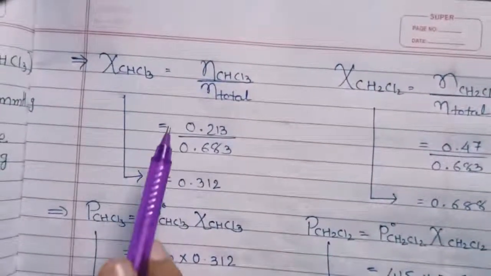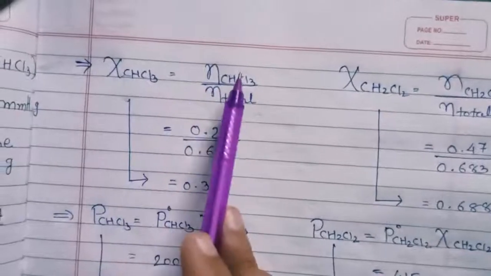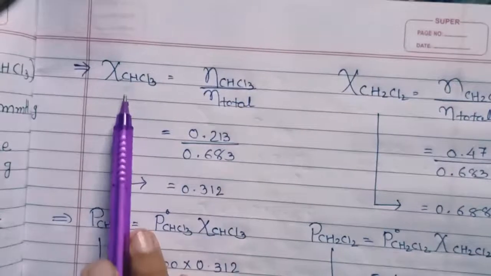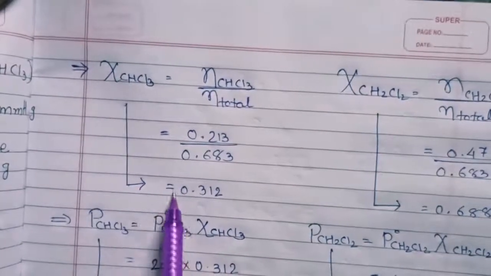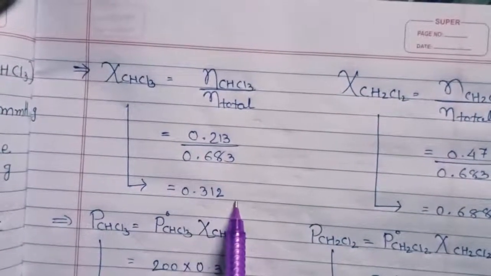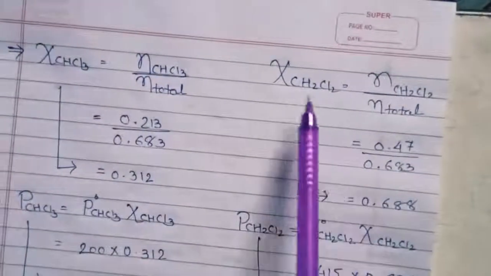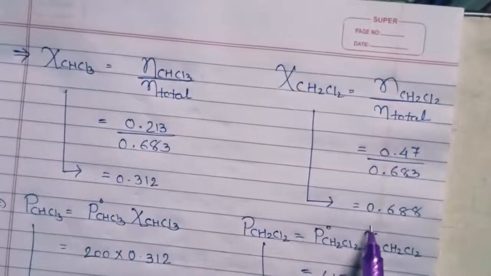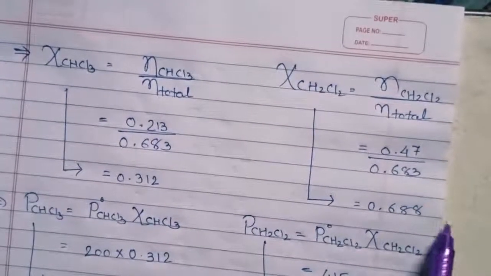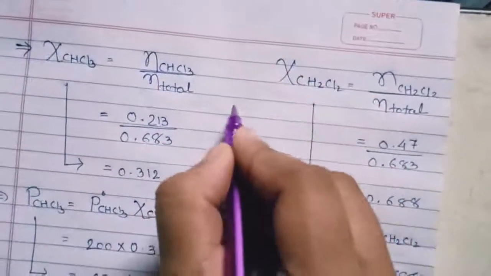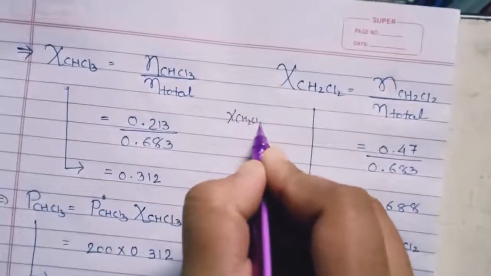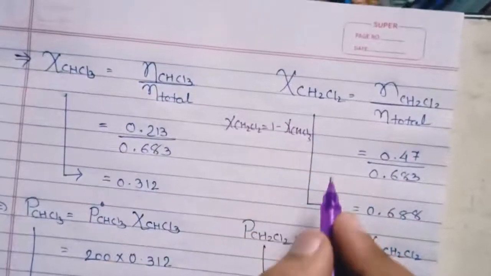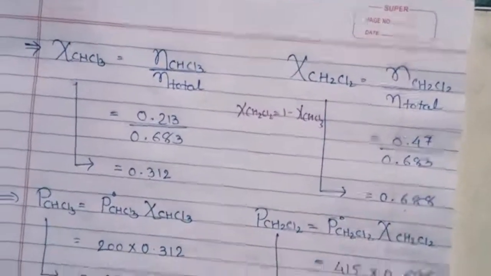Now mole fraction of the chloroform equals mole of chloroform divided by n total. Replace the values and you will get mole fraction of chloroform is 0.312, right? Similarly, mole fraction of CH2Cl2, you can find out, which is 0.688, or you can also find out that mole fraction of CH2Cl2 equals 1 minus mole fraction of CHCl3, and replace in this formula, you will get the same answer, right?